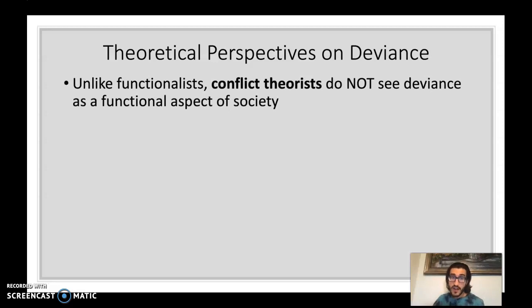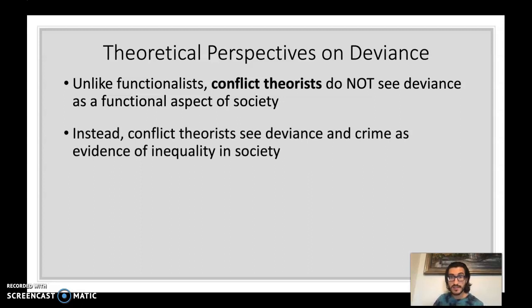Let's take a look at conflict theorists now. Unlike functionalists, conflict theorists do not see deviance as a functional aspect of society. Instead, conflict theorists see deviance and crime as evidence of inequality in a society.